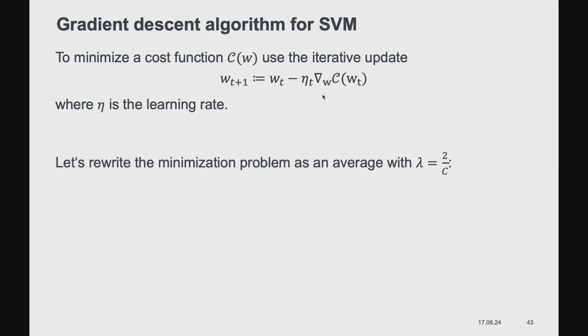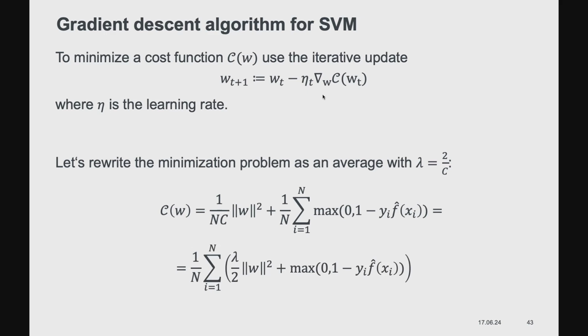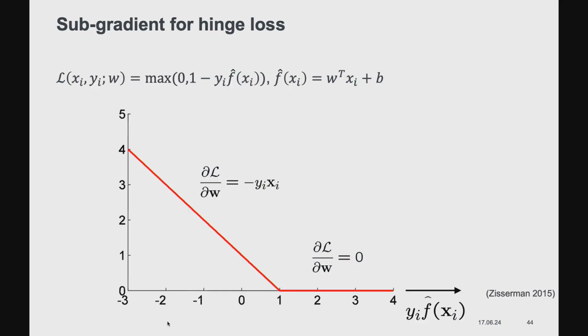And we can rewrite the minimization problem. If we define lambda to be 2c, then the minimization problem becomes 1 divided by n, where n is the number of data points, lambda divided by 2 w squared plus this hinge loss. And the result will be w transpose x plus b.